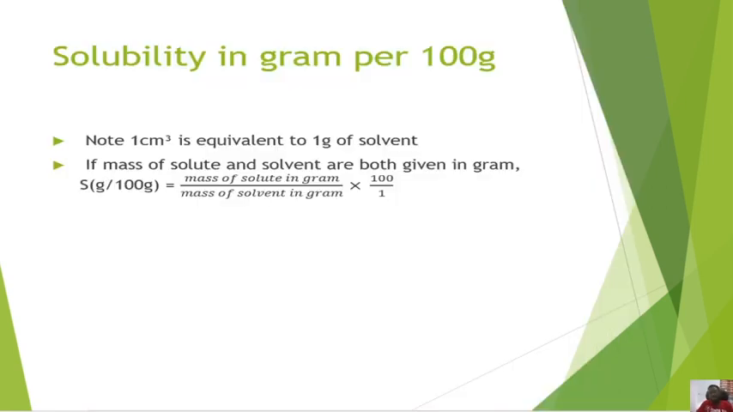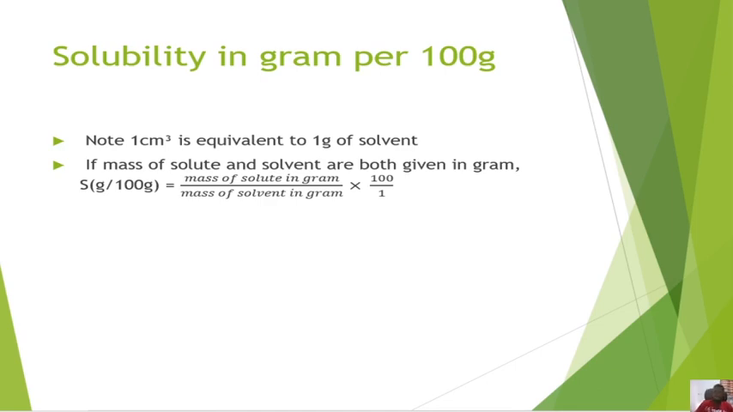Okay, finally, we are going to be talking about solubility in gram per 100 gram. It is important to note that 1 cm cube is equivalent to 1 gram. So in a situation where you are asked the solubility in gram per 100 gram and you are given your solvent in cm cube, just convert it to gram simply. This is actually quite simple to understand. If I tell you to find the solubility in gram per 100 gram, you are simply looking at what amount is in 100. If 2 grams is in 50, how many will be in 100? The simple answer is 4 grams per 100.